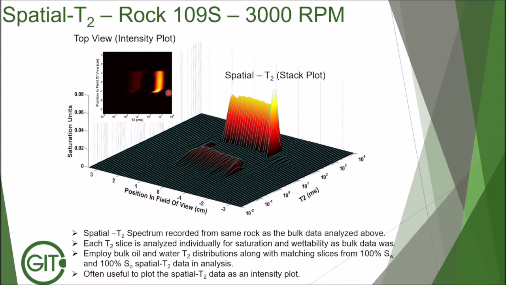So to complete the spatial T2 analysis, each slice in the spatial T2 distribution is analyzed individually for saturation and wettability in the same manner as the bulk data was. To do this, we employ the bulk oil and bulk water T2 distributions as before, along with the matching slices from the 100% water saturated and 100% dodecane saturated T2 distributions.